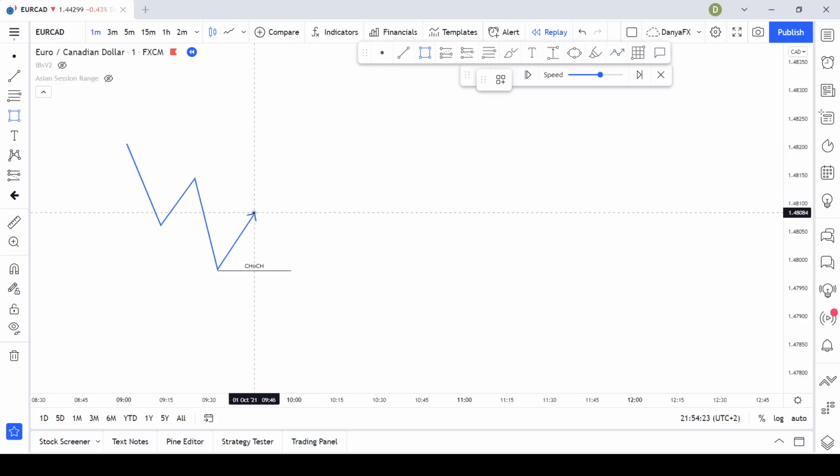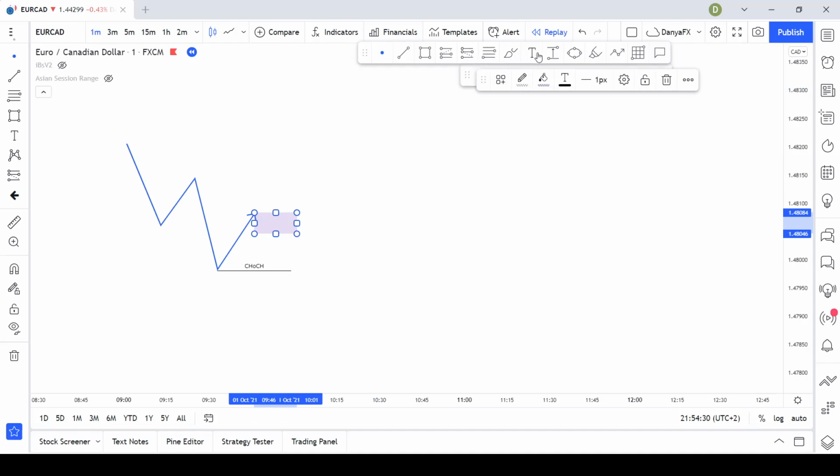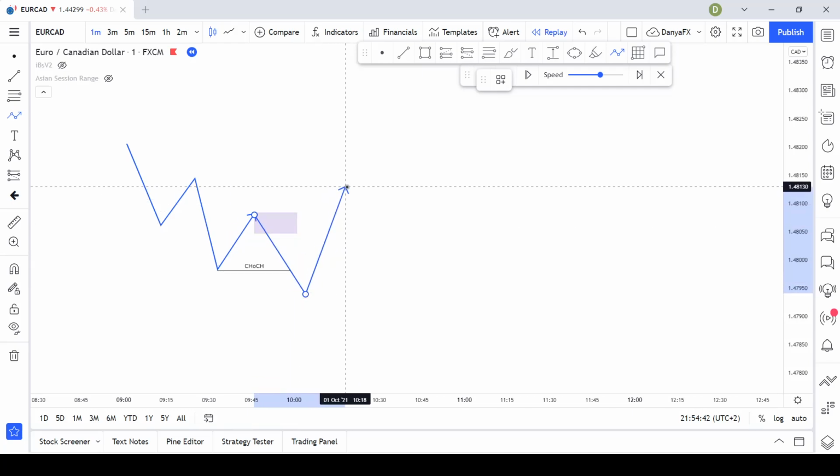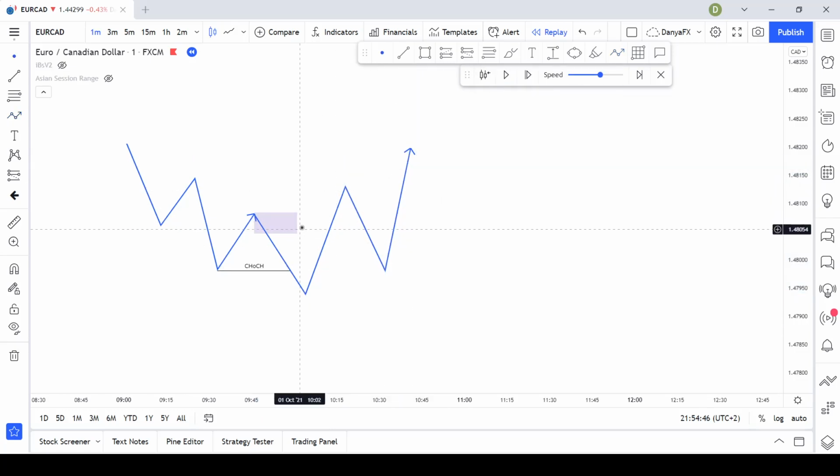and then the supply that caused the move to the downside, we want to see it broken as well. So it would have been something like this, then continuation. So it would have been like this.